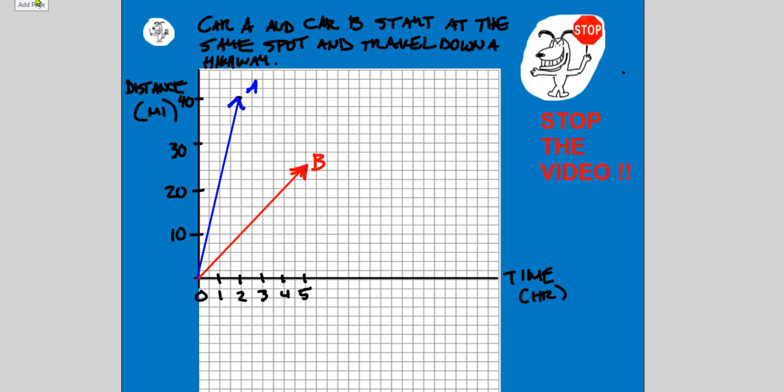Okay, now I want you to do a problem here. Stop the video. So we have car A and B starting at the same spot and traveling down a highway. So this is car A, this is car B. The horizontal axis is time in hours. The vertical axis is distance in miles.